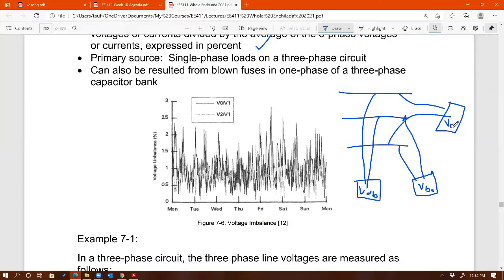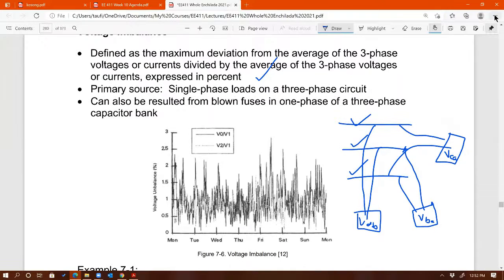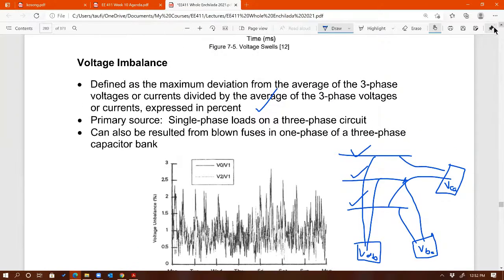How can you guarantee that all three houses will draw the same current? There's no way, right? They have their own lifestyle, and different loads in their house. So they will draw different currents. So it's very hard for us to balance the three-phase. That's why it could give you this unbalanced event under power quality.